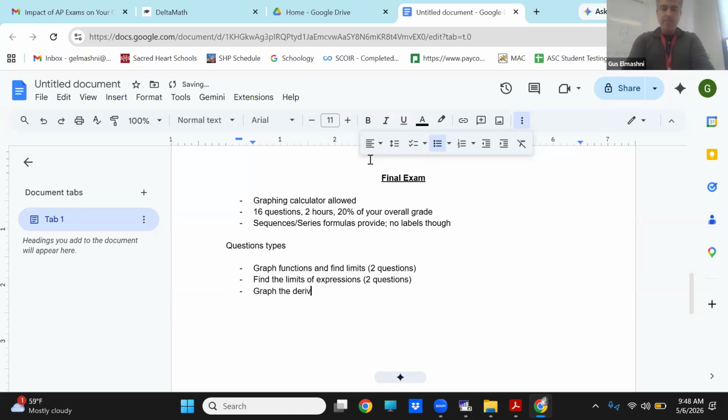Graph the derivative of a function. Remember we had that little GeoGebra thing where there was a curve and you had to sketch what the derivative would look like. Or maybe it might be a multiple choice matching kind of question, but be able to recognize the graph of the derivative, right? So that's one question. If I don't put any parentheses next to it, that's just one question.